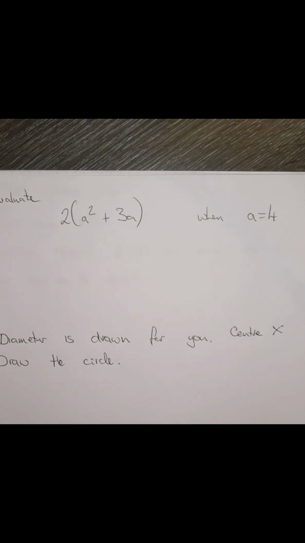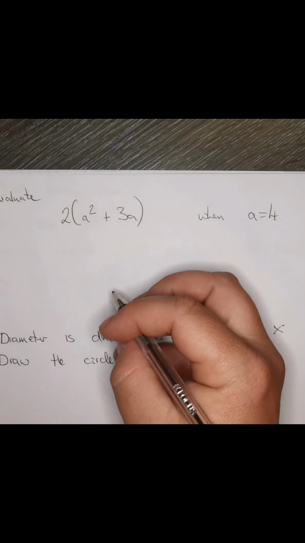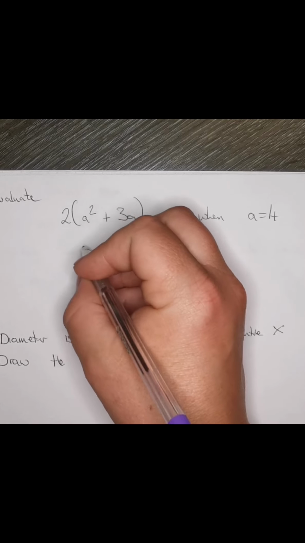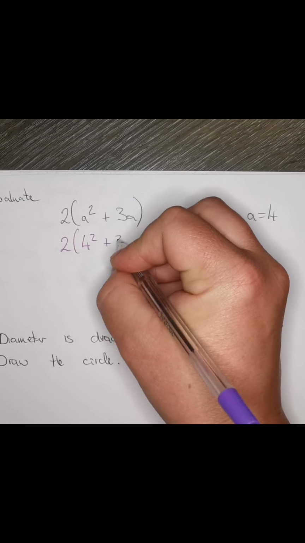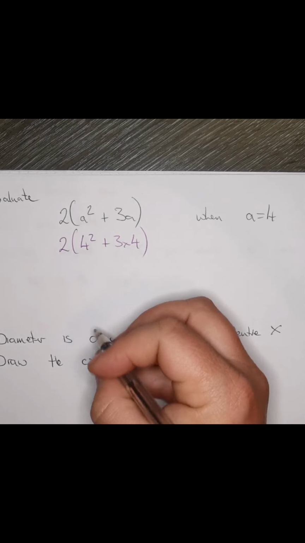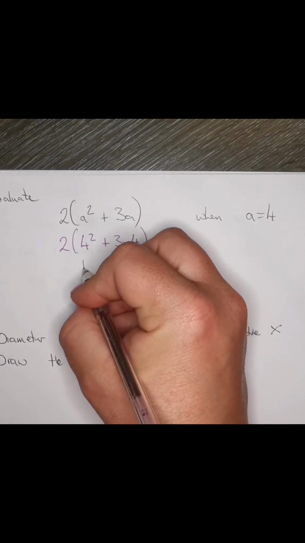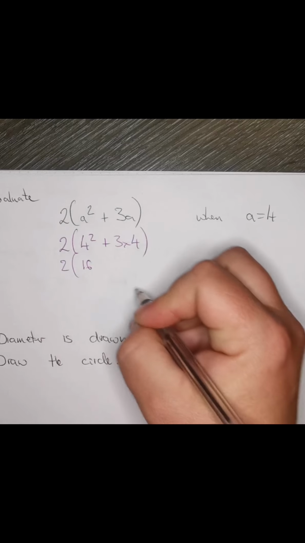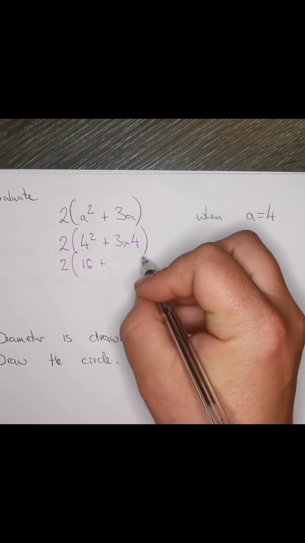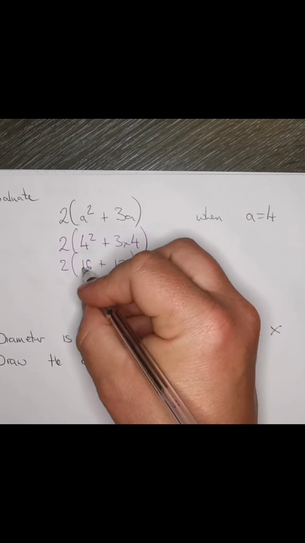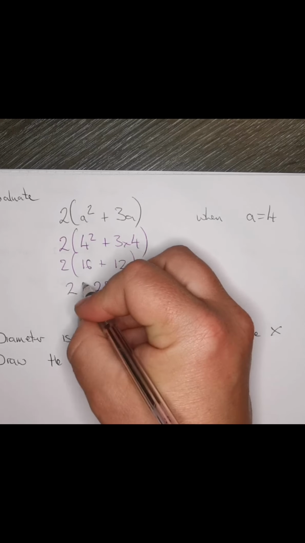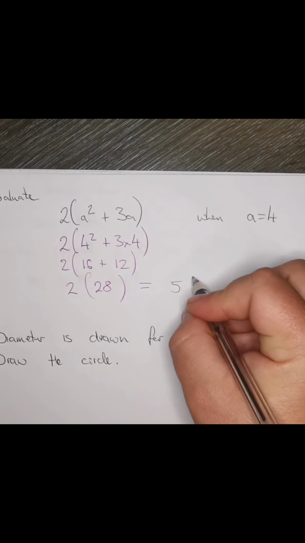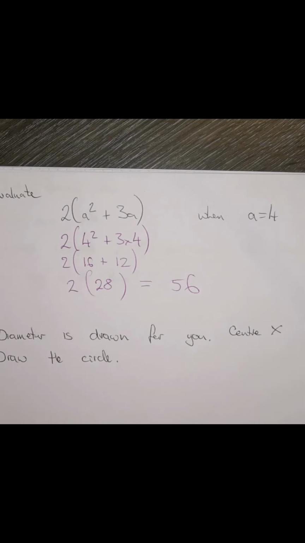Right, evaluate 2 lots of a squared plus 3a when a is 4. So I'm going to just write this out again to start with, just by putting my 4 in. So I've got 2 lots of 4 squared, add 3 times 4. So 4 squared is 16. Keep that bit of bracket there. Add on 3 times 4 is 12. 16 add 12 is 28. So I've got 2 lots of 28, which is 56.